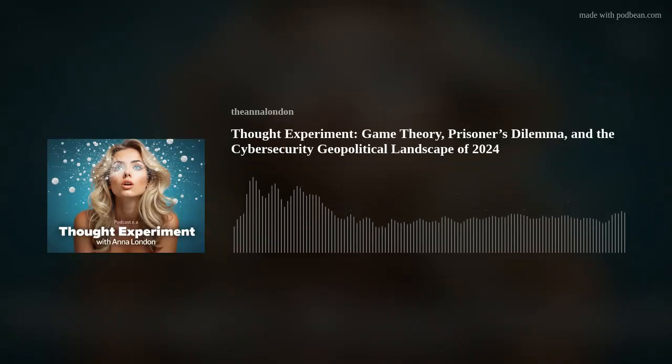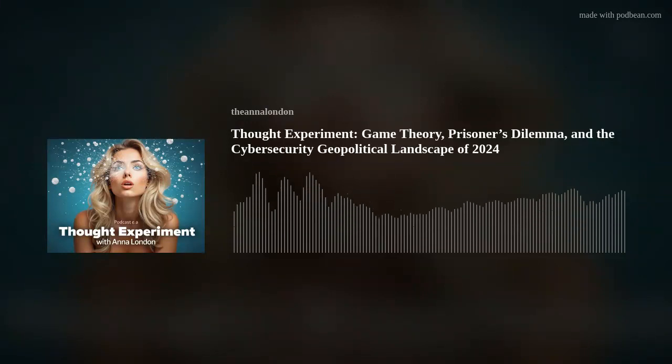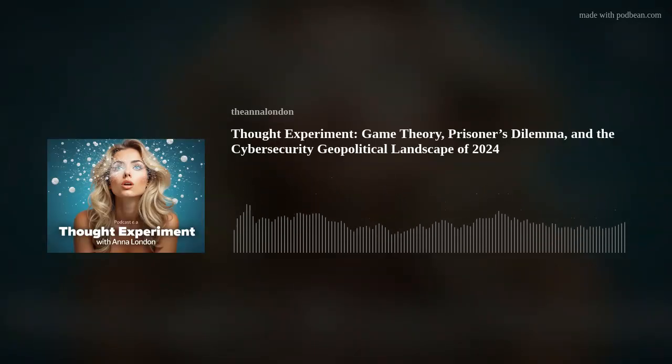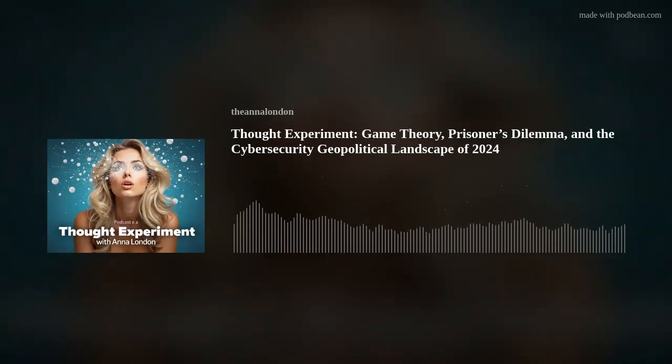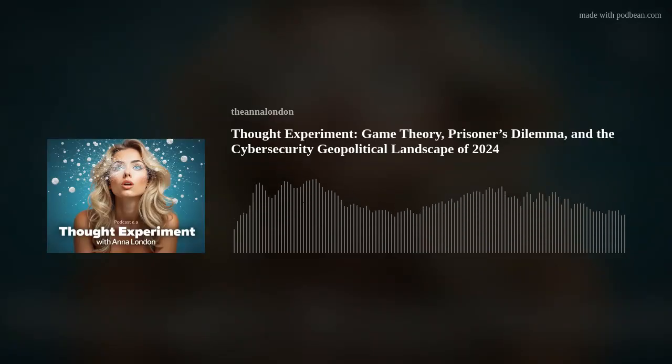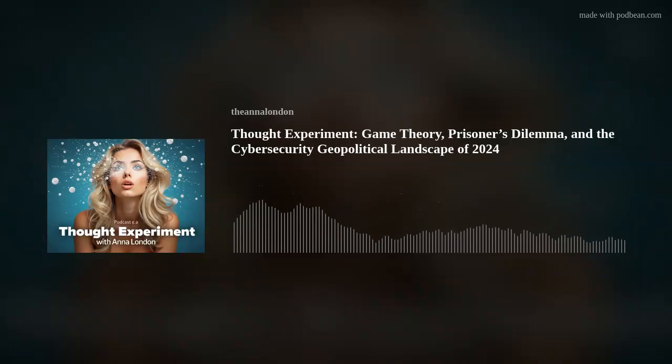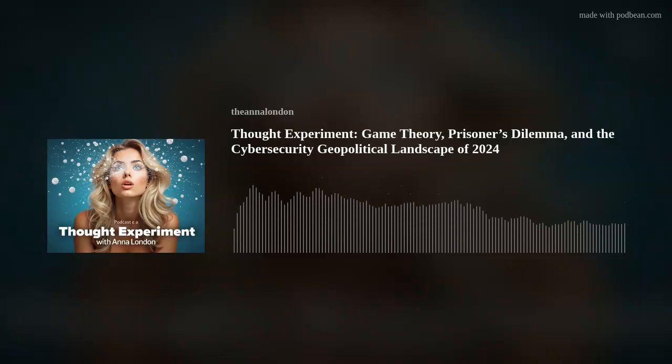And then let's talk about information warfare, right? So the spread of disinformation or the manipulation of public opinion could alter the perceived payoffs, influencing decisions towards more aggressive or defensive postures. So, in conclusion, this hypothetical application of game theory in our thought experiment, especially through the lens of the prisoner's dilemma and Nash equilibrium, in 2024's cybersecurity and geopolitical landscape illustrates a world where rational decisions often lead to paradoxical outcomes.